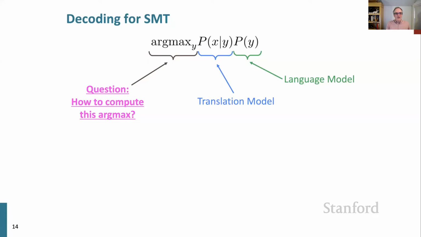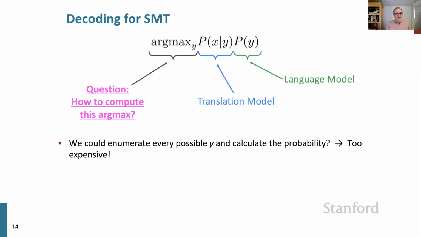So what we wanted to do is to say we had a translation model and a language model, and we want to pick out the most likely y, the translation of the sentence. And what kind of process could we use to do that? Well, the naive thing is to say, well, let's just enumerate every possible y and calculate its probability. But we can't possibly do that because the number of translation sentences in the target language is exponential in the length of the sentence. So that's way too expensive.